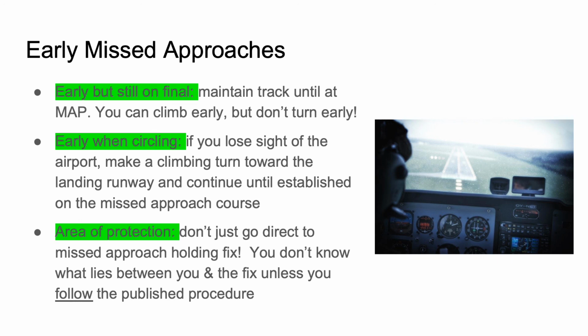If you have to go missed approach while you're circling, you lose sight of the airport, for instance, you need to make a climbing turn towards the landing runway and then establish yourself on the missed approach course. The emphasis here is climb. Just don't turn towards the missed approach fix until you get yourself over the approach runway first. Remember, the important thing here is not to just turn arbitrarily towards the missed approach holding fix. You don't know what lies between you and that fix unless you follow the procedure.